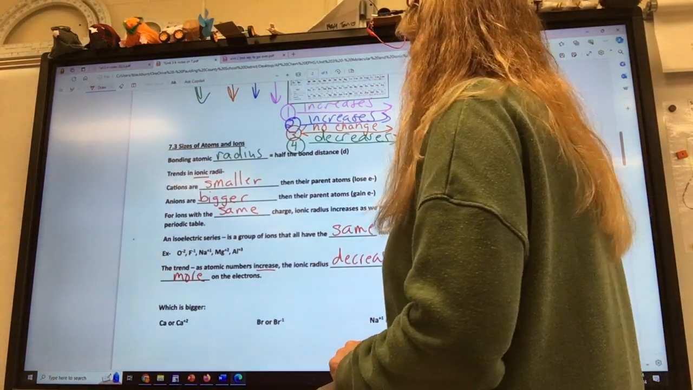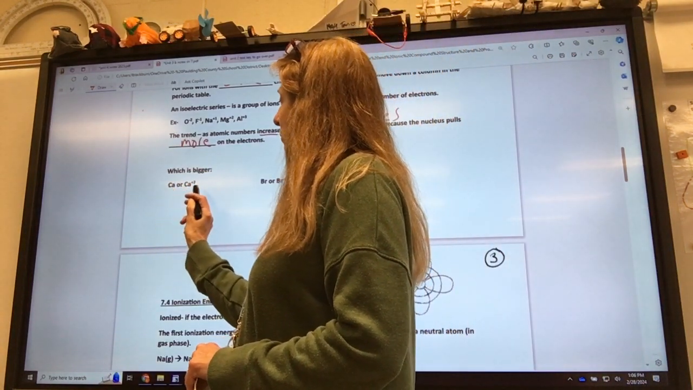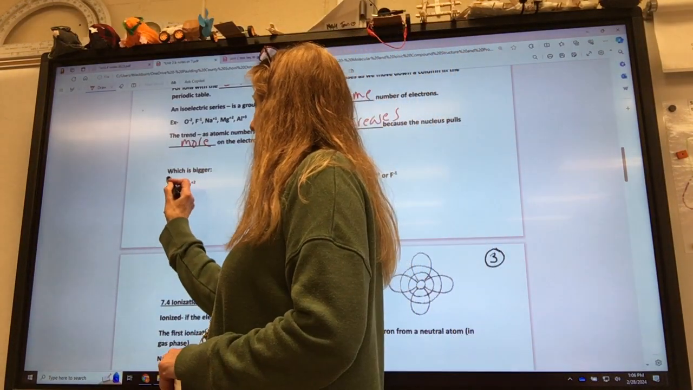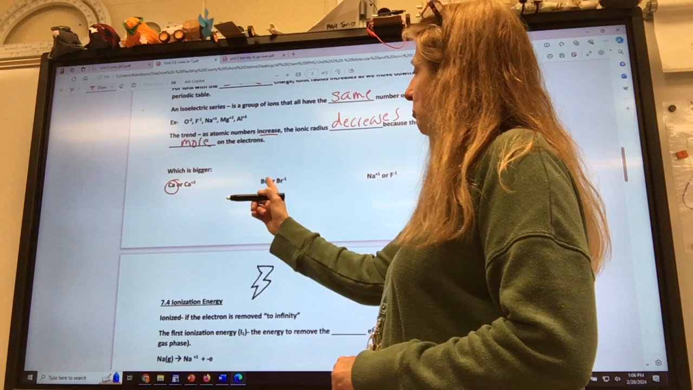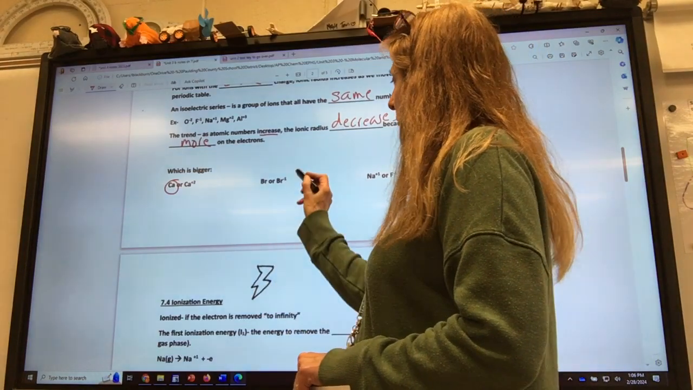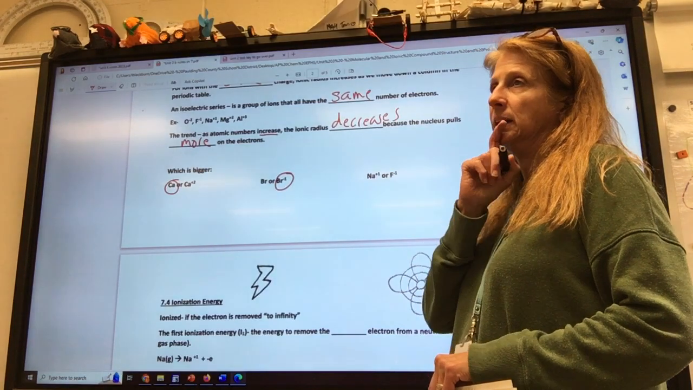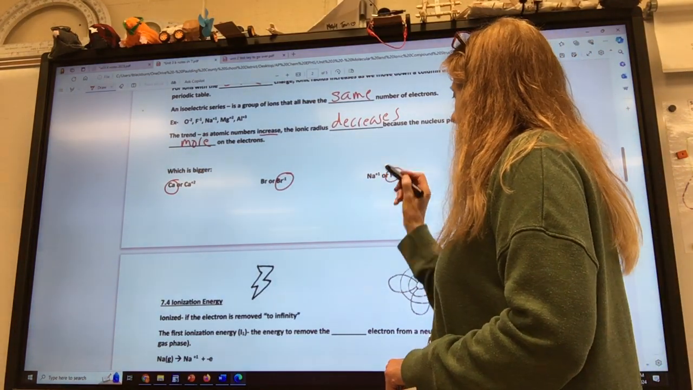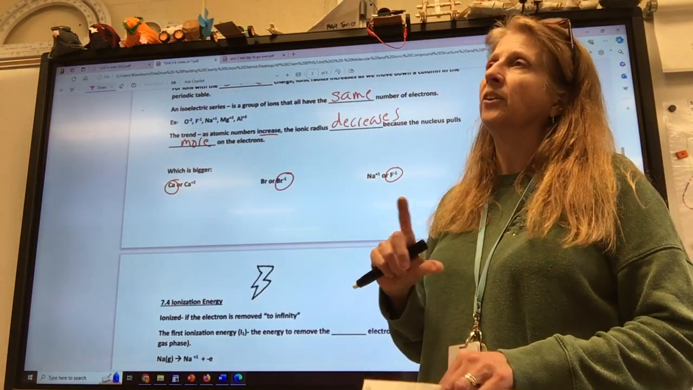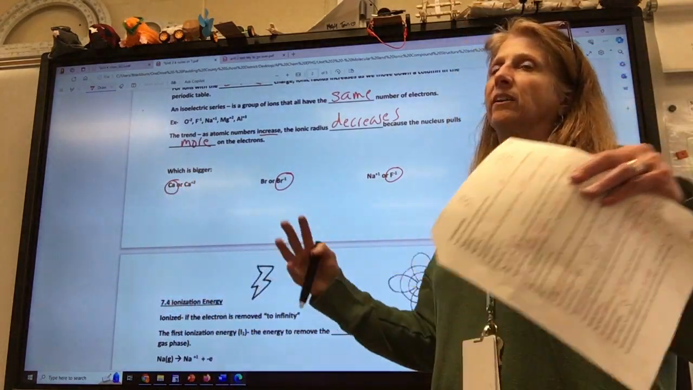Okay, we're processing that. All right, so now let's see if we can apply it. Which is bigger, calcium atom or calcium +2 ion? Calcium atom, because it hasn't lost 2 electrons. Which is bigger, bromine atom or bromine ion? Bromine ion, because it gained 1. Which is bigger, sodium or fluorine? Fluorine. They have the same number of electrons, but fluorine has less protons, so the electrons can spread out a little bit more. They're not being as attracted to that nucleus.